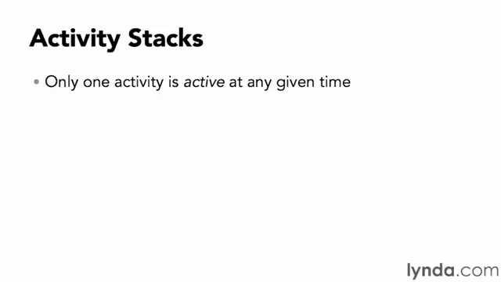Here are some of the rules around activity stacks. On a single device, only one activity is active at any given time. There can be more than one visible activity. For example, in a screen that's laid out with fragments, or on a device that can show more than one app at the same time, you can have multiple activities visible, each with their own layouts, but only one will be fully interactive at any given time.